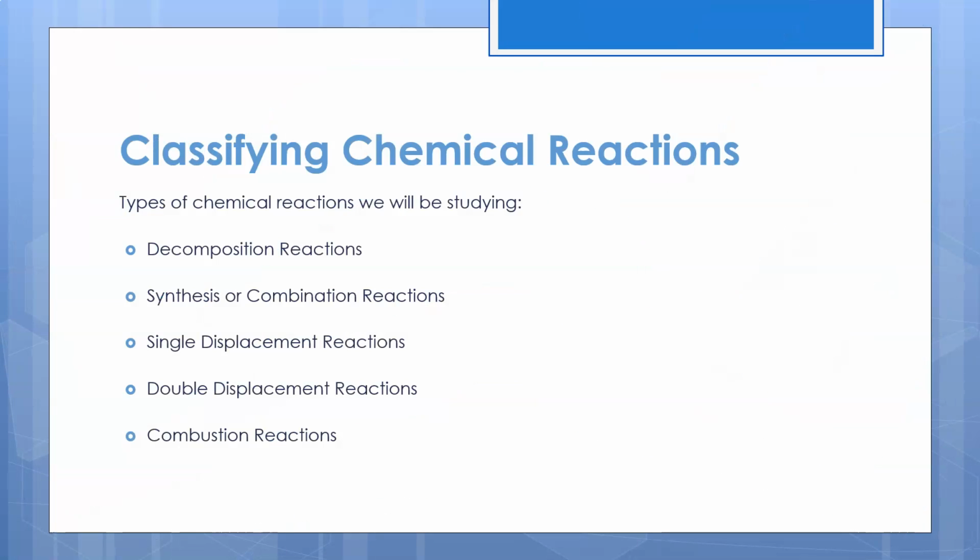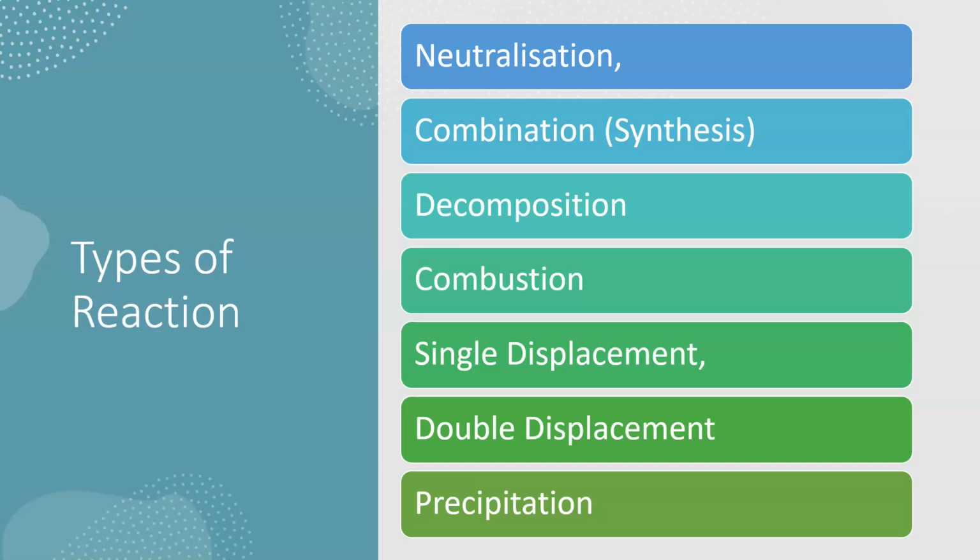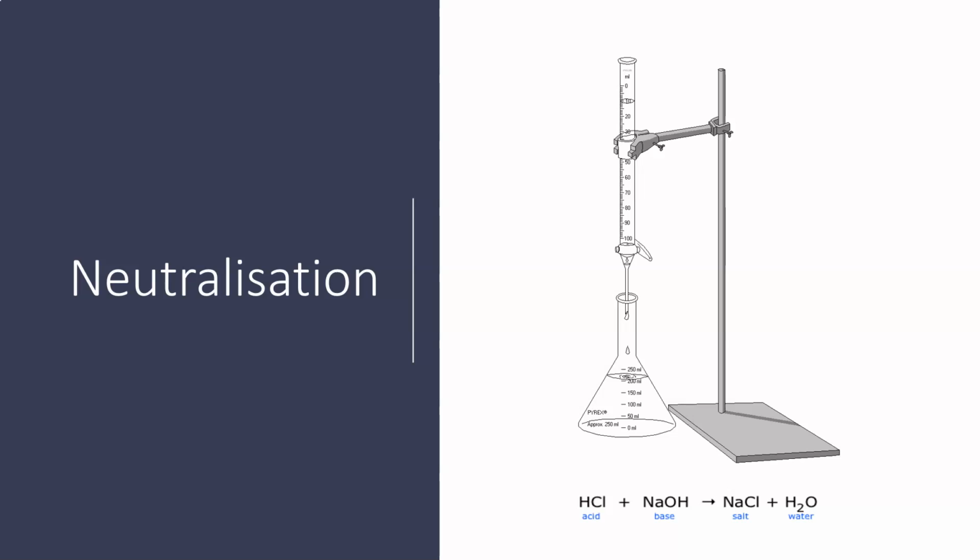Now, we also looked at how we classify these chemical reactions, and we said we had decomposition reactions, synthesis or combination reactions, single displacement reactions, double displacement reactions, and combustion reactions. We also did mention precipitation reactions and neutralization. So neutralization, we said that was where you add an acid to a base or an alkali, and it gave us a salt plus water.